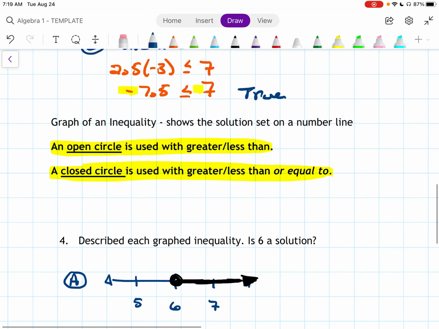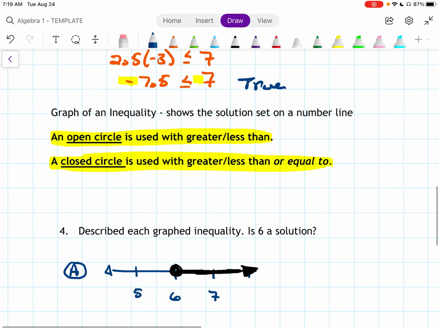Graphing an inequality. Whenever we graph an inequality, it shows the solution set on a number line. Whenever we graph it, we either use an open circle or a closed circle. And pay attention to this because this is something that we can easily mess up. An open circle is used with greater than or less than, so like that or that. A closed circle is used with greater than or equal to or less than or equal to, and that's the big thing here. So it would be one of those symbols.